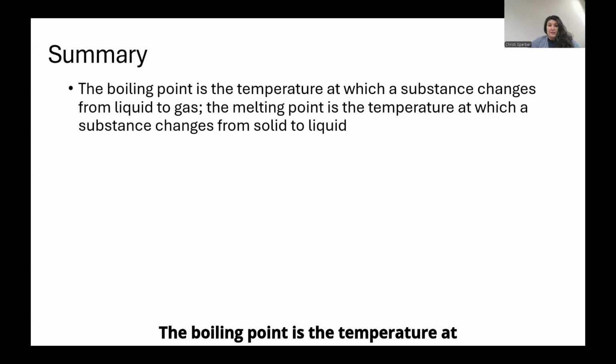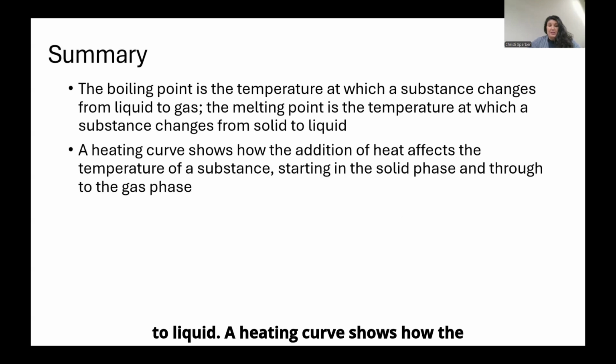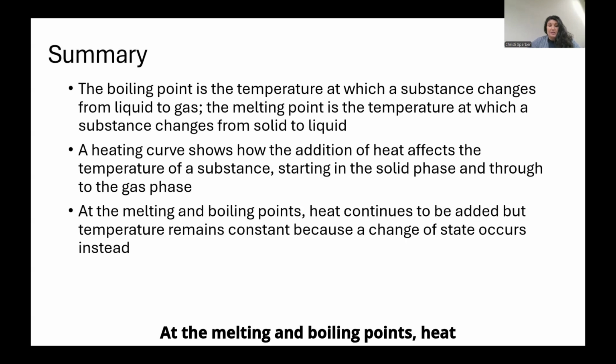The boiling point is the temperature at which a substance changes from liquid to gas. The melting point is the temperature at which a substance changes from solid to liquid. A heating curve shows how the addition of heat affects the temperature of a substance, starting in the solid phase and through to the gas phase. At the melting and boiling points, heat continues to be added, but temperature remains constant because a change of state is occurring. Instead, that energy being supplied by the heat is going into breaking bonds instead of just heating up the molecules.